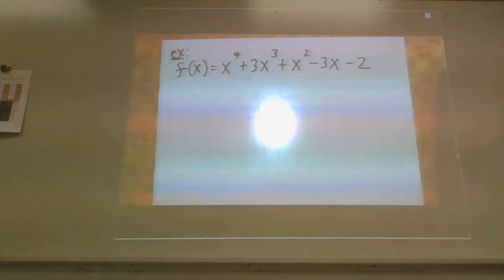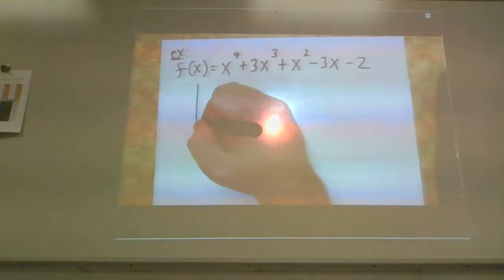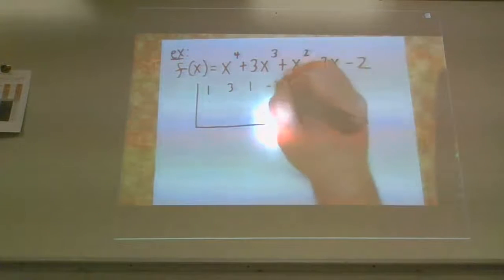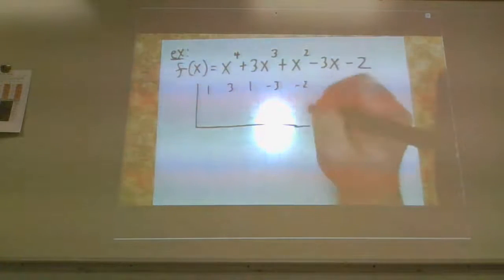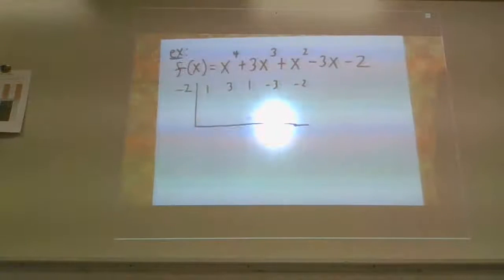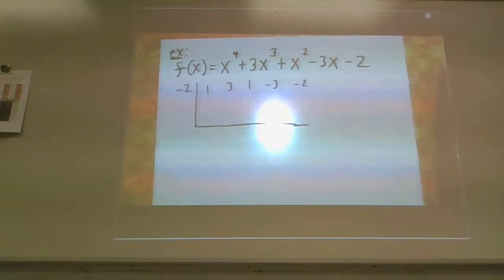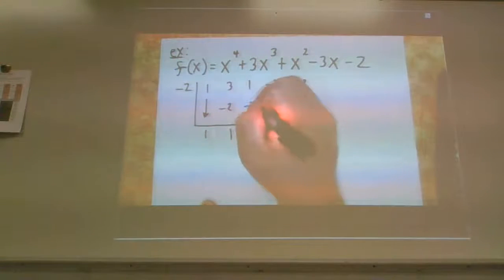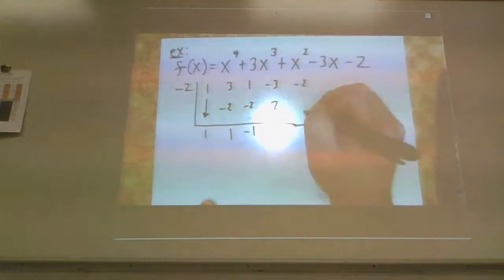So I'm going to take this 4th degree polynomial: 1, 3, 1, -3, -2. And I'm going to put a -2 in there, just in the order left to right. Doesn't matter. 1, -2, 1, -2, -1, +2, -1, +2, 0.